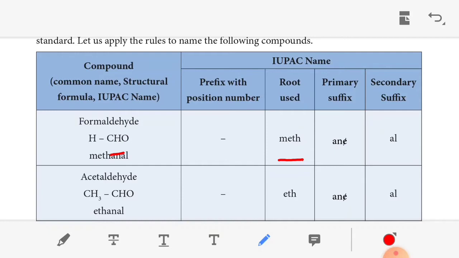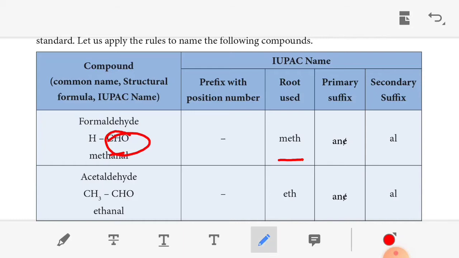Then the primary suffix: the carbon is linked with single bonds, so it is the alkane series, and the primary suffix is 'ane', that is E. The functional group is CHO, so you drop the E and add 'al'. In alcohol the secondary suffix is OL, but CHO is an aldehyde, so the secondary suffix is 'al'. So methane, the E is dropped, then you add 'al'. So it is called methanal.